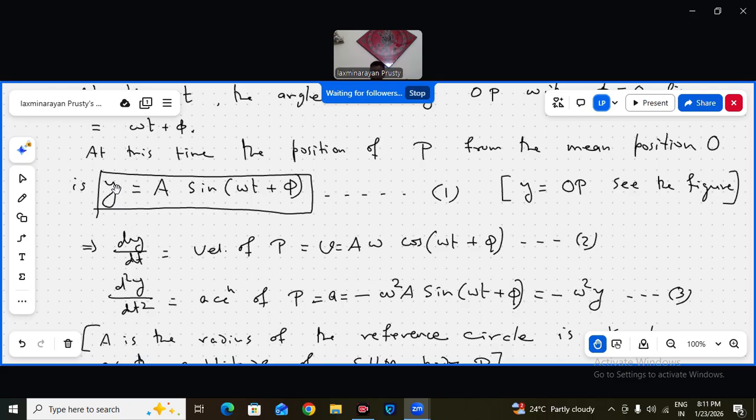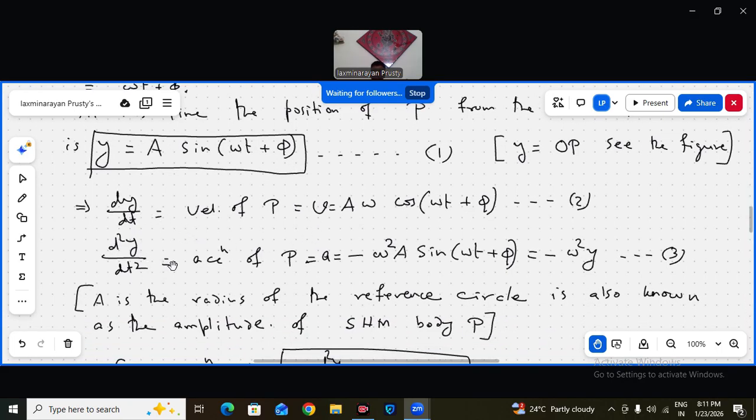So what is the velocity along that diameter? dy by dt, of course. That is the velocity of P, that is v is equal to a omega cos omega t plus phi. Let's take the derivative again for the acceleration of P. I'm talking about the acceleration of P, not P dash. P dash is the UCM body. The acceleration of P is minus omega square a sine omega t plus phi. But a sine omega t plus phi is your y. So minus omega square y.